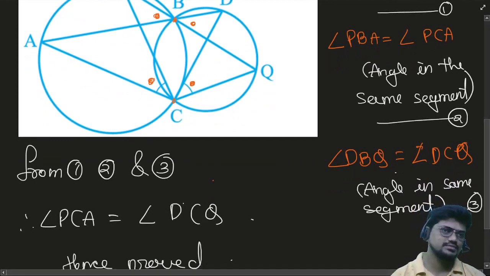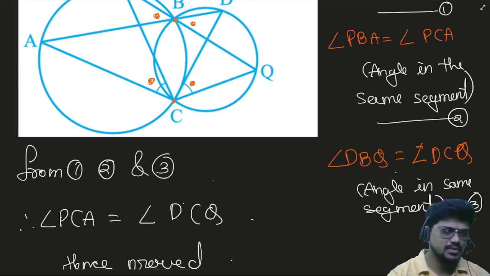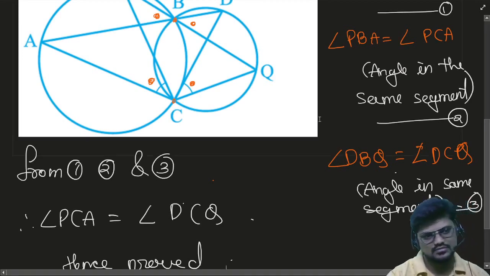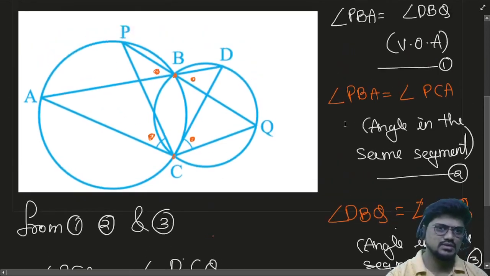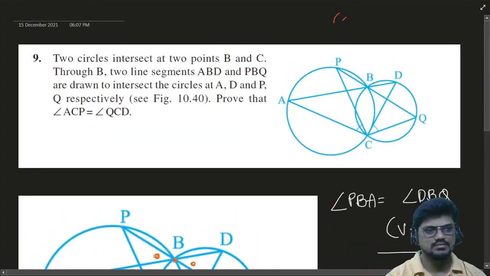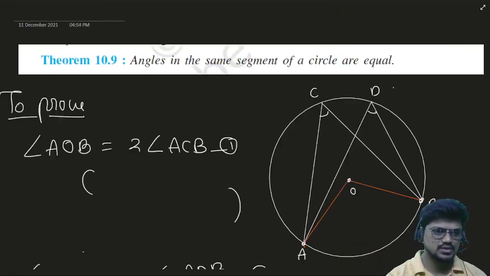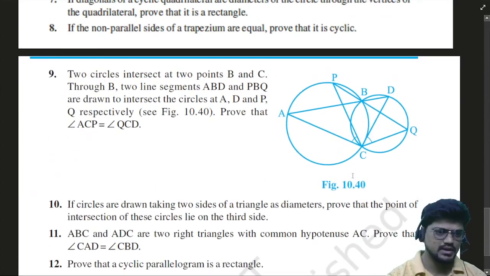Clear everyone? Yes, sir. Was it simple or difficult? Sir, it was simple. Yeah, it was simple, but initially you thought it was hard, no? Yeah, it was simple, exactly. The next one. This was question number 9.